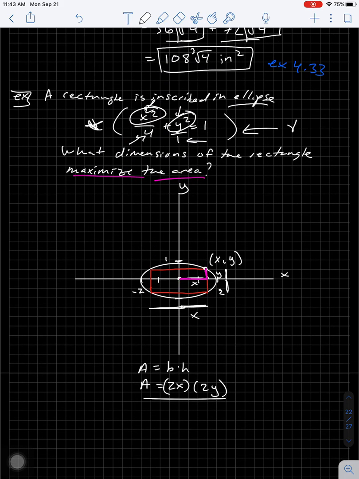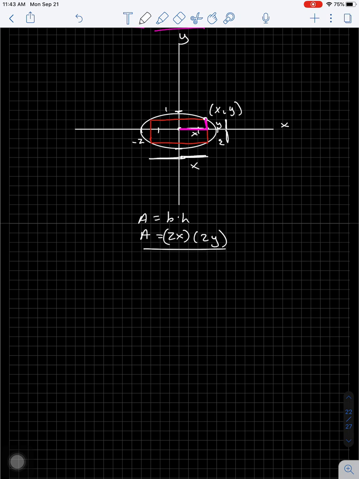Now I'm going to take this one, my already done step 3. x squared over 4 plus y squared equals 1. I'm going to solve this for something and plug it in. So let's subtract over that fraction. And y equals plus or minus the square root of 1 minus x squared over 4.